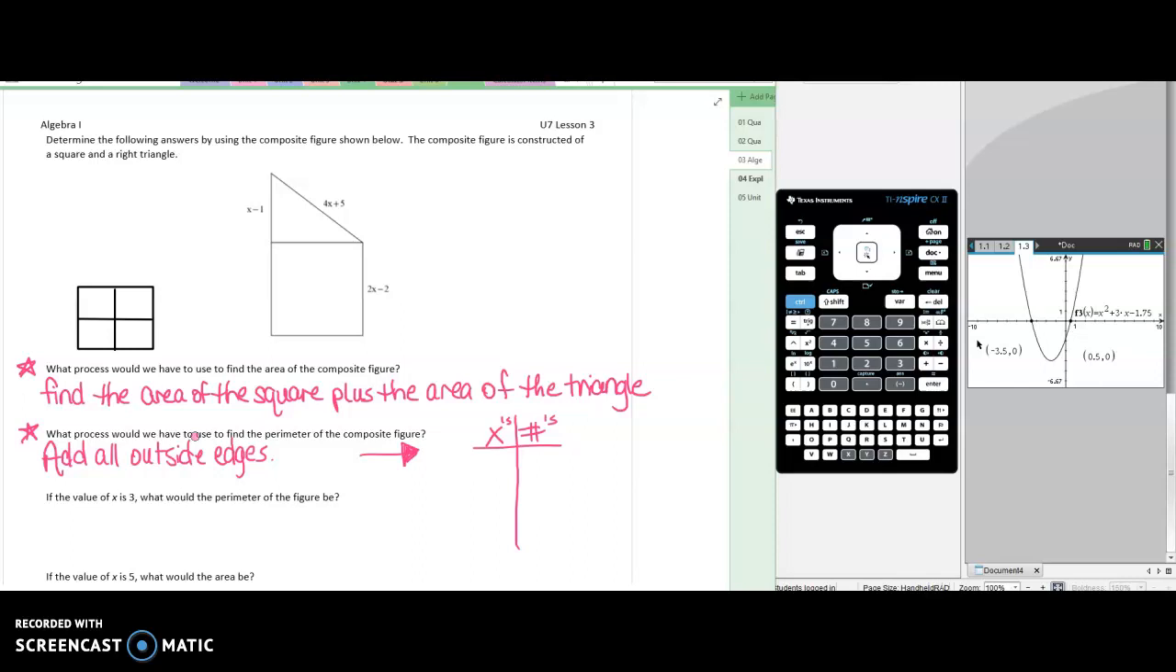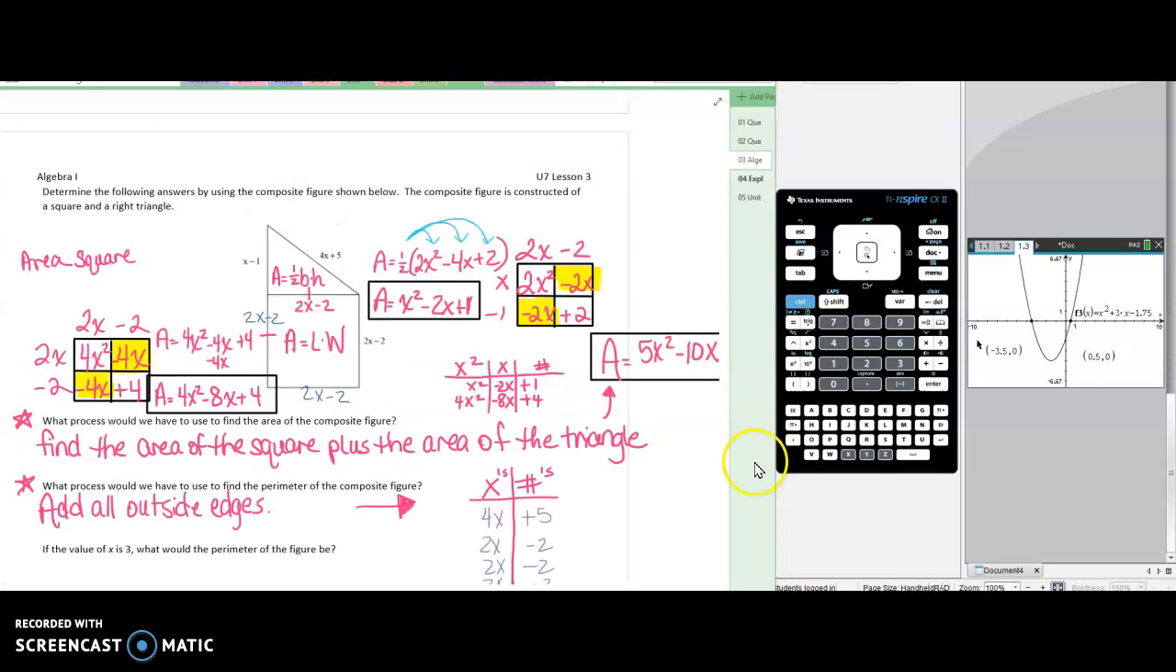So I went ahead and set you up a T-chart right here. So you have to figure out what are all the outside edges, just the outside. We don't need this one right here, right? All right. So think about that. Find out what each one of those is in terms of x. And so have that ready so that whenever we come back, we'll be ready to move on.